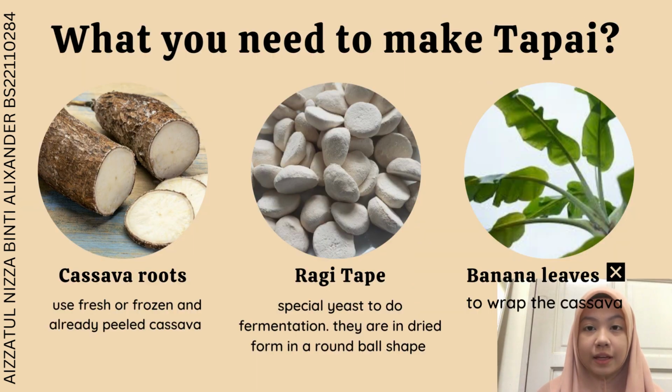What you need to make tapai is, firstly, cassava roots. You can use fresh or frozen and already peeled cassava. Next, rice yeast. It needs a special yeast that we call ragi tape to do the fermentation. You cannot use the regular yeast that we use to make bread. They are in dried form in a round bowl shape. To make this tapai, we need a clean container. Traditionally, the locals like to use banana leaves to wrap the cassava and leave them for several days for fermentation in a warm place.